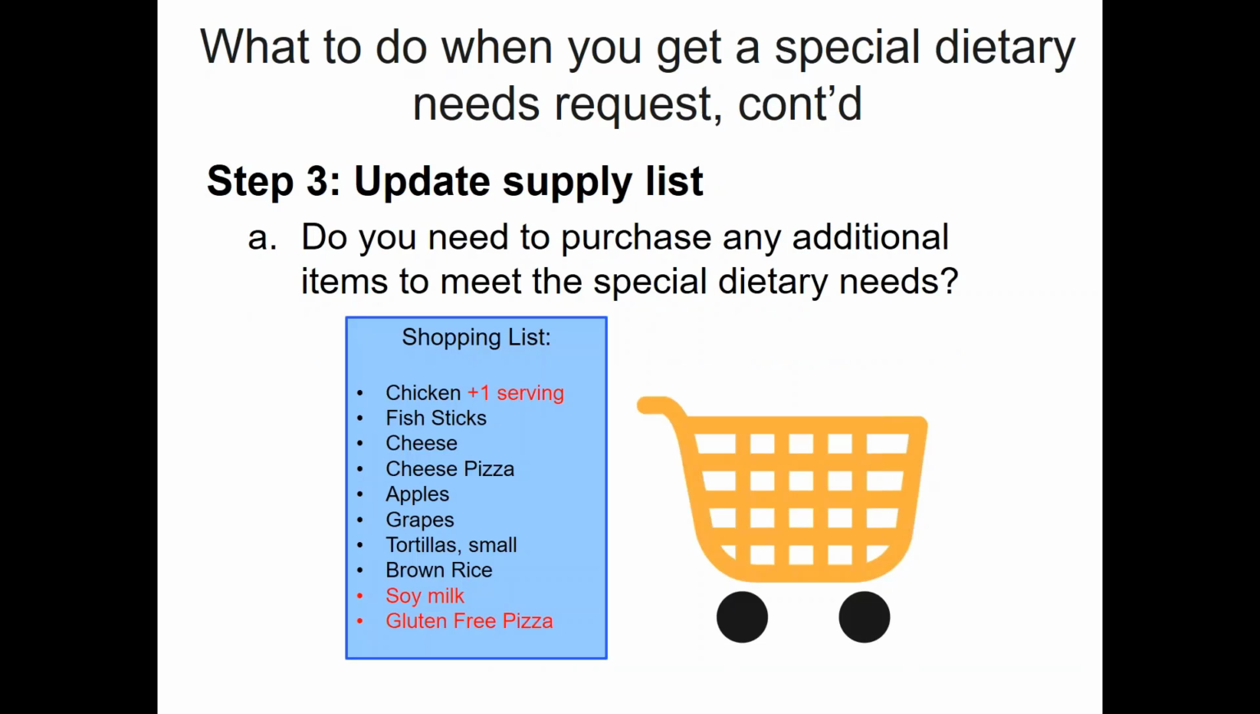After you look at your menu, you will want to make sure that you get any additional supplies for those substitutions. For example, if you don't have any soy milk or gluten-free pizza in stock, you will want to add that to your shopping list or vendor list.